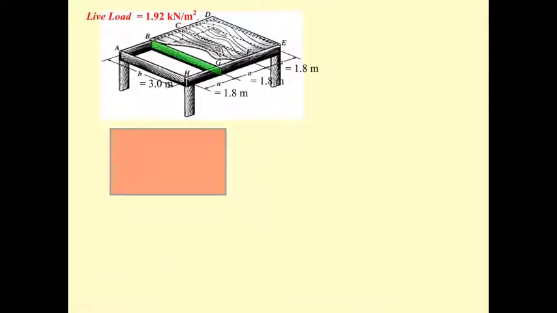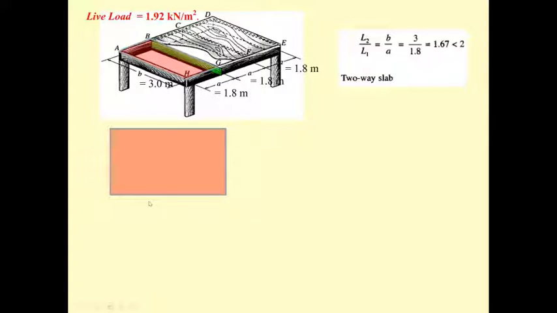Okay, coming into this, since L2 is the distance between the girders, L2 is 3, and L1 is 1.8. So the ratio is less than 2. The floor is going to have two-way action, and by two-way action we take this distance of 1.8. This is AB and this is HG. So this one is 3 meters.